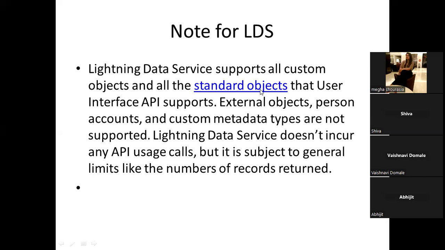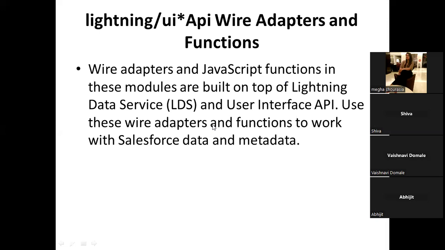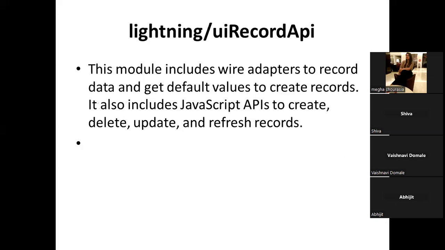Okay, got it. So the next is around UI API wire adapters. So it's based on these UI APIs. There's actually not just the UI API, there's UI related APIs as well. So there are multiple APIs around that, so I put in a UI asterisk API. All these are based on top of your Lightning Data Service and user interface API. So we can use those to do various things.